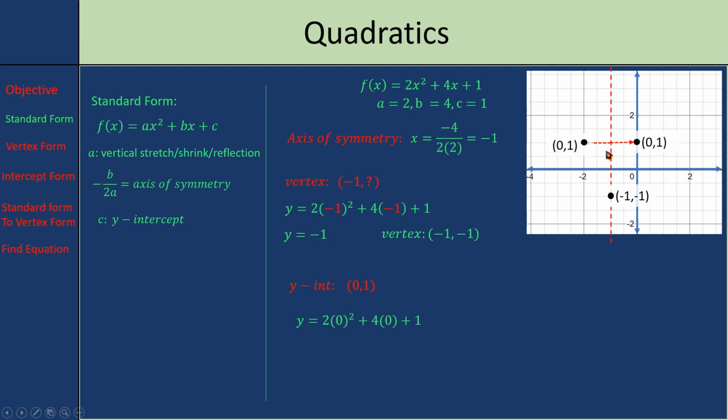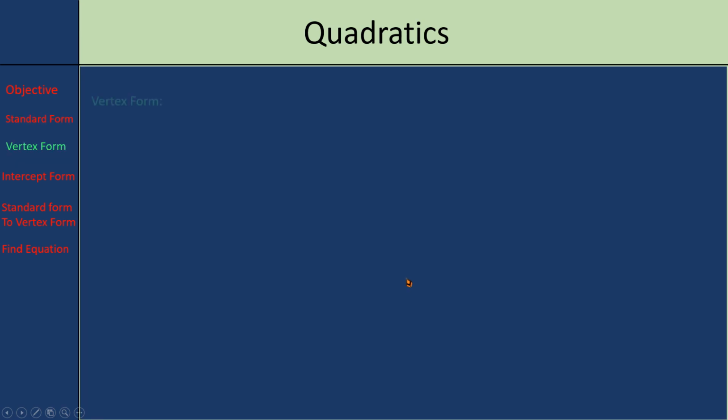But you guys get the point, all right? So I just forgot to change that. So there's my graph, right? I got 3 points, vertex, got the graph. We good. All right, let's go vertex form.